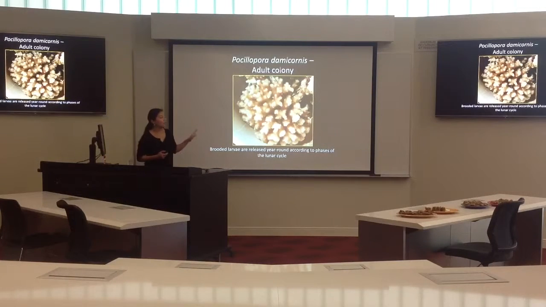And for this first part of my study, I looked at this particular coral species known as Pocillopora damicornis. It's a common Indo-Pacific coral in Hawaii, and they brood their larvae year-round according to phases of the lunar cycle. So unlike a lot of broadcast spawners that only reproduce during the summer months, this one does it year-round. And a typical colony like this, that's 10 centimeters across in length, can release anywhere from 10 to hundreds of larvae per day during that lunar phase, which usually lasts a week each month.